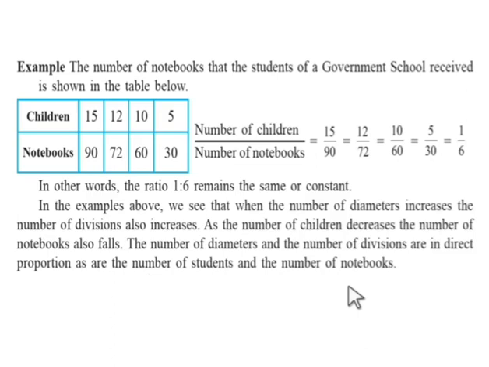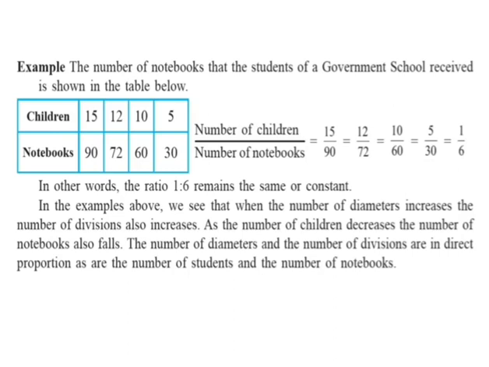As we have seen in the first example, as the number of diameters increases, the number of divisions also increases. Whereas in the next example, as the number of children decreases, the number of notebooks also decreases. That is, if as the first quantity increases, the second also increases, and vice versa. That is, if one decreases, the other also decreases. In such a case, we say that the two quantities are in direct proportion.